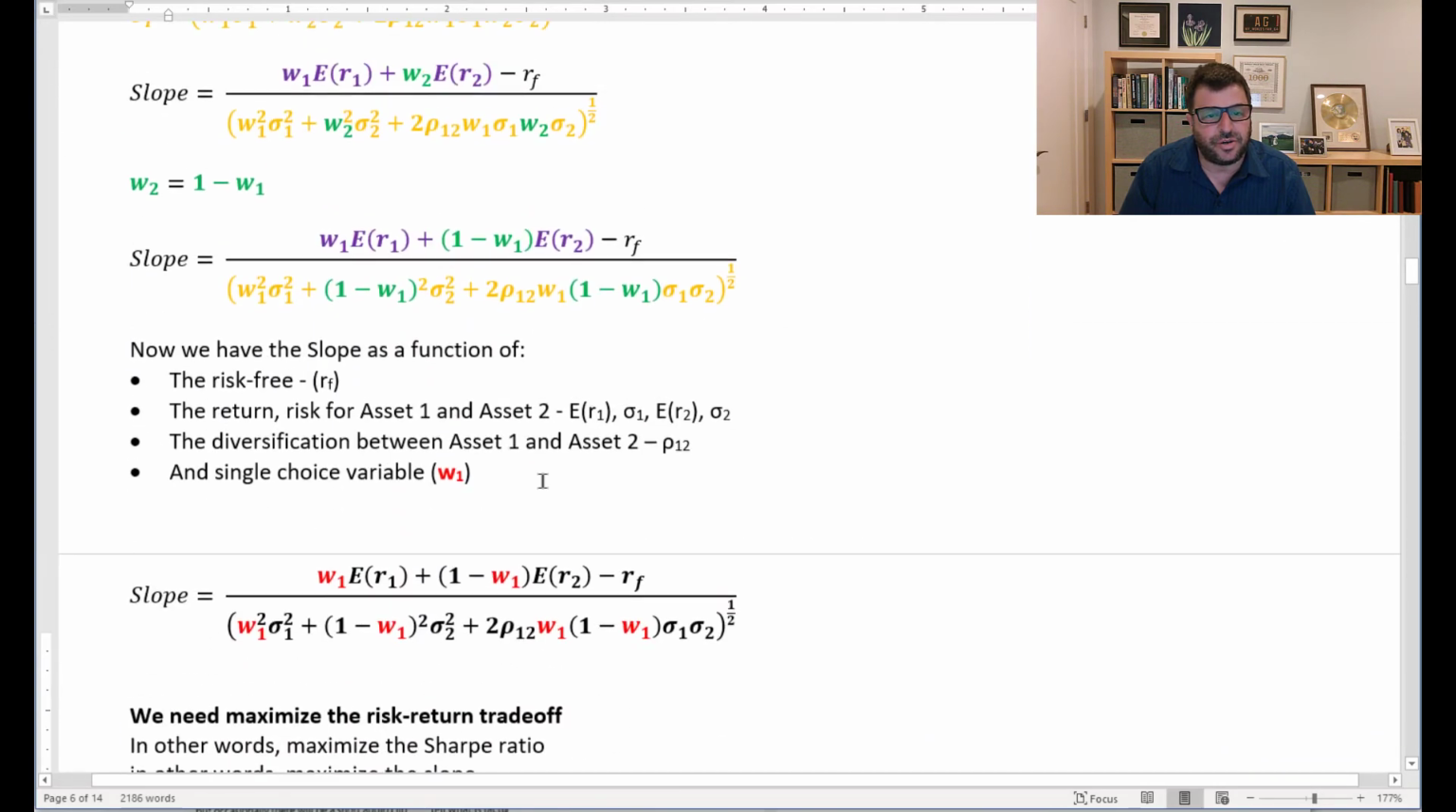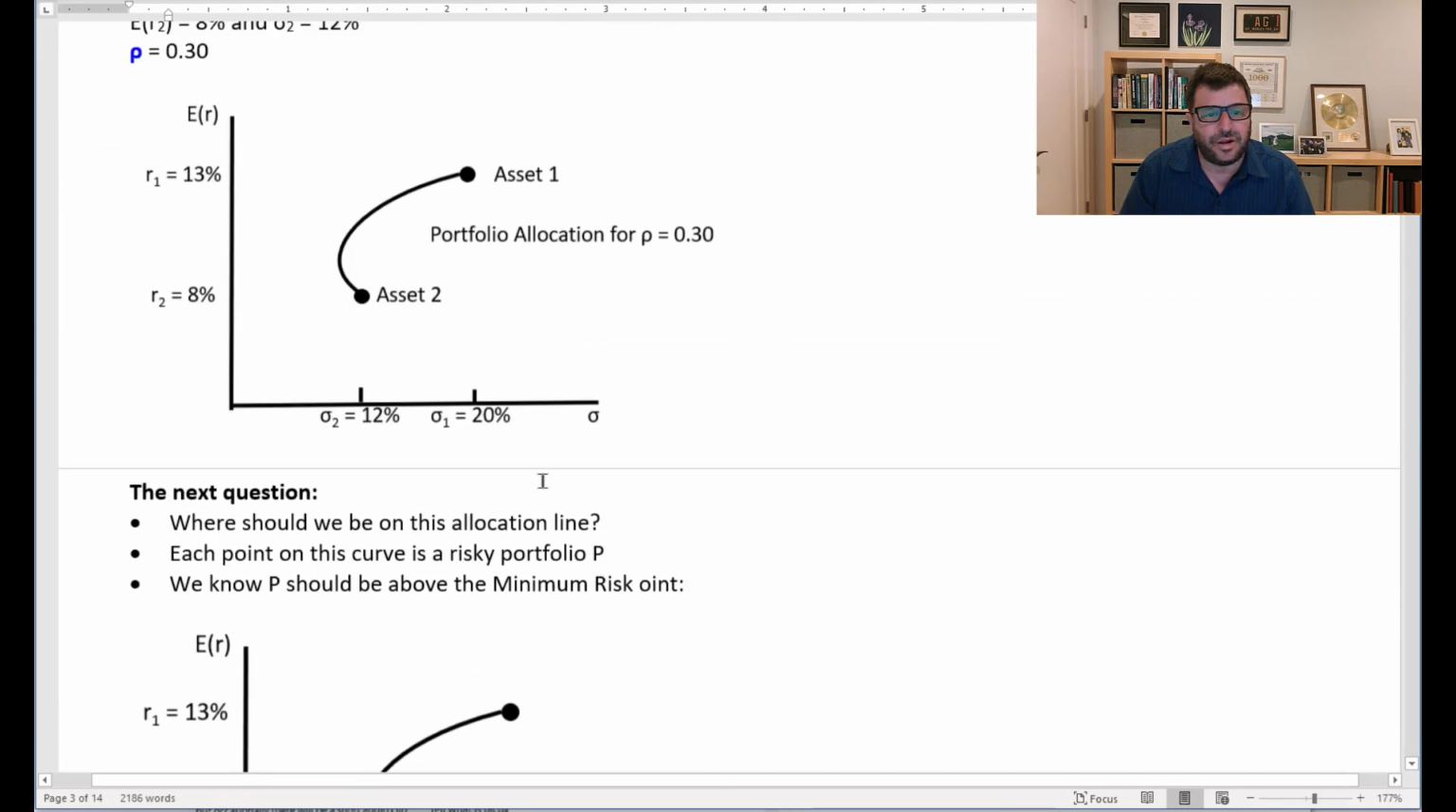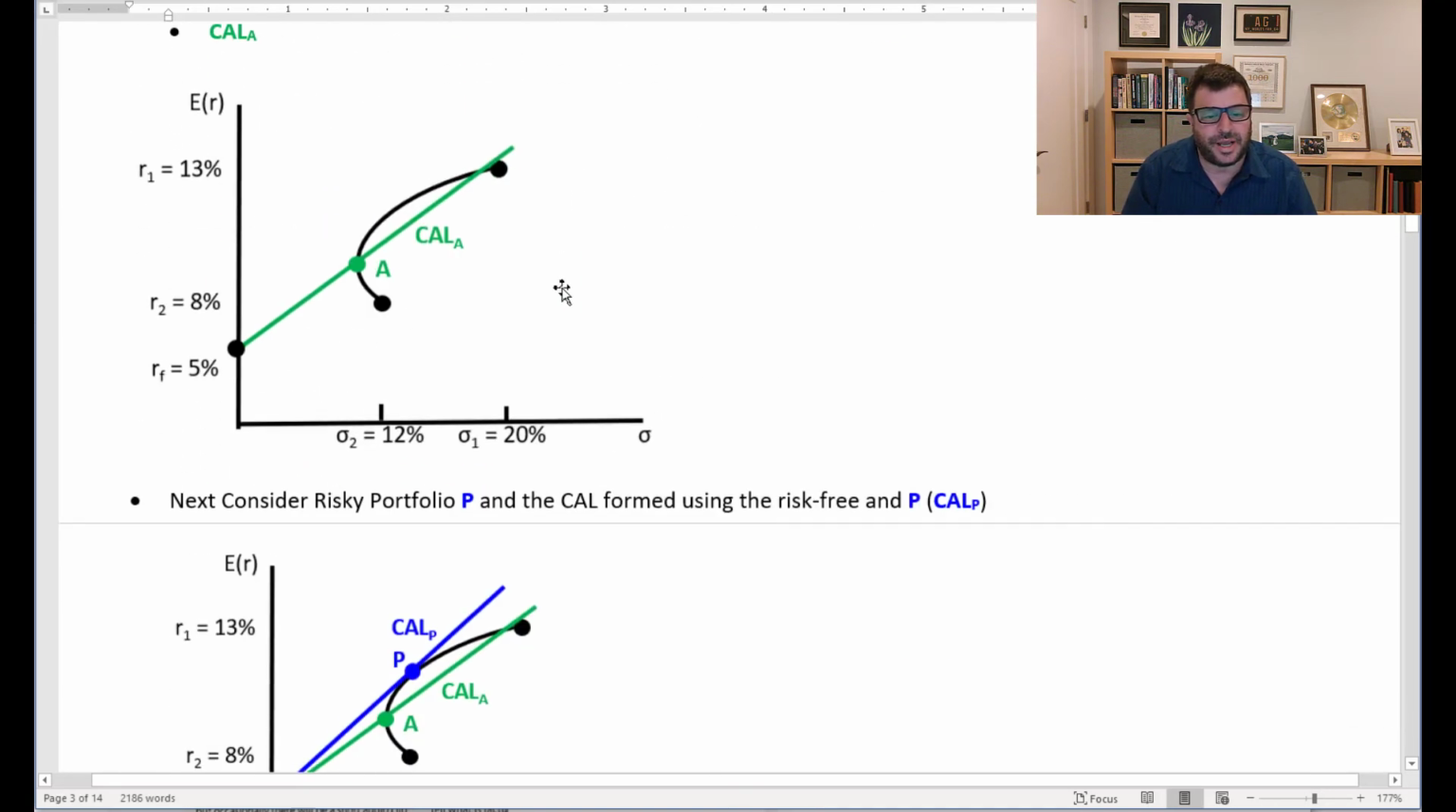And so back to the graph here, when I'm trying to figure out where I want to be on this line, I now know that I want to have 60% of my money in asset 1 and 40% of my money in asset 2, because that's going to produce the P that has the steepest sloped CAL, or the line that is just tangent to this portfolio allocation. And so I've solved for the weight of asset 1, 60%, the weight of asset 2, 40%, that gives me the spot on this line with a risk-free rate of 5%, that gives me my steepest slope or highest Sharpe ratio capital allocation line.